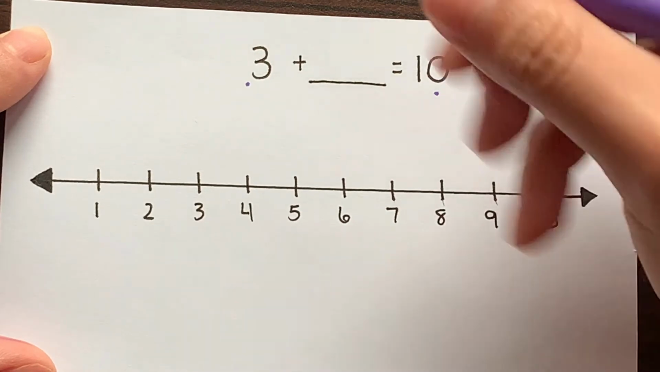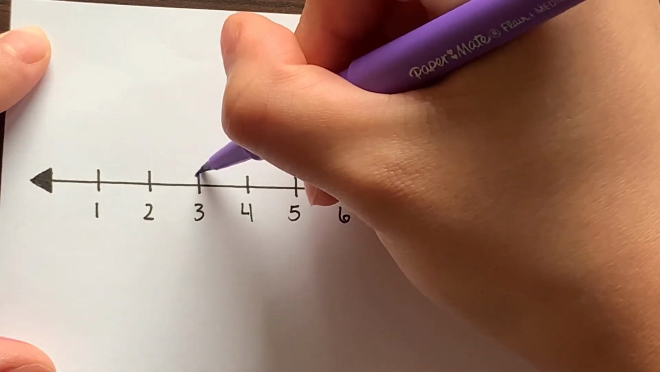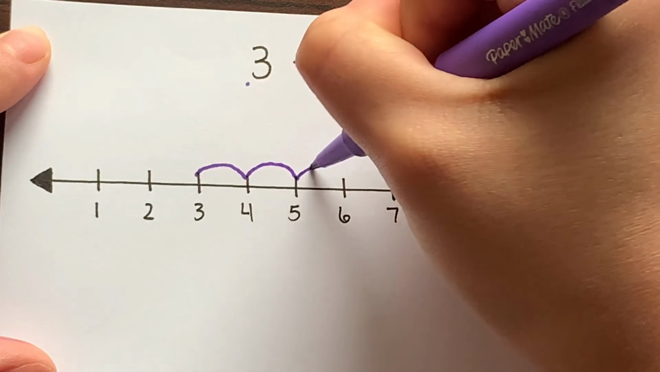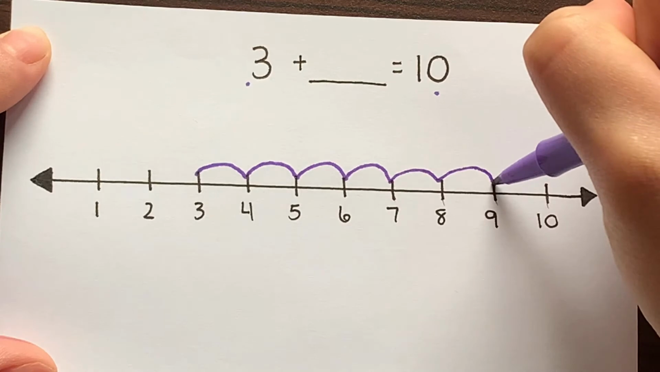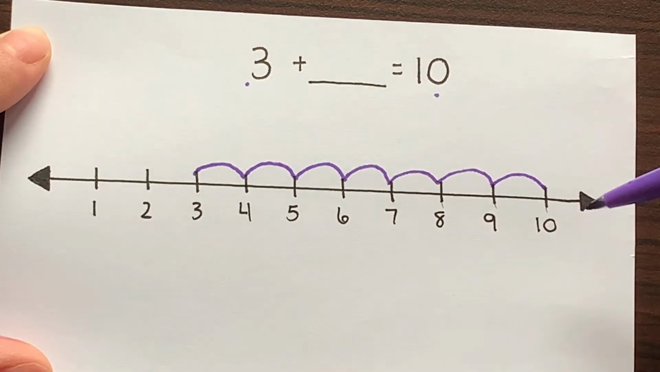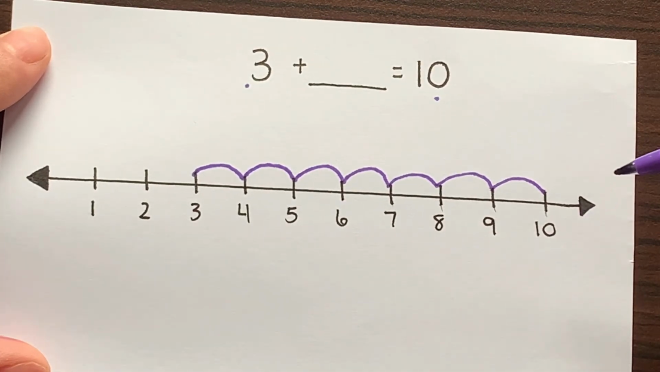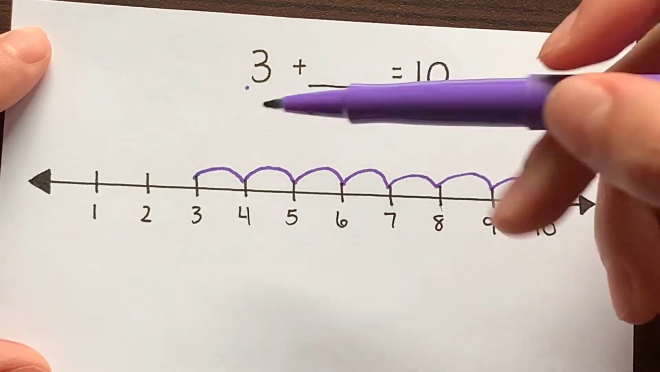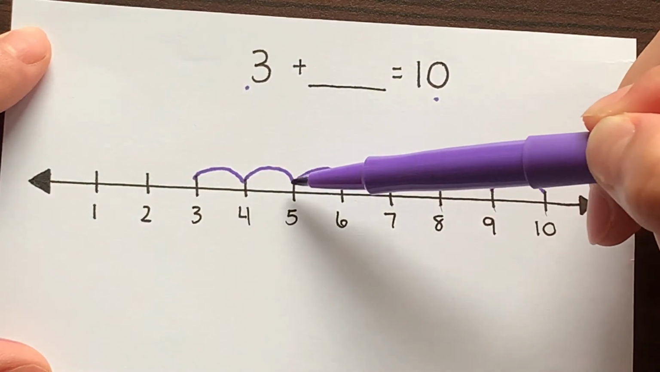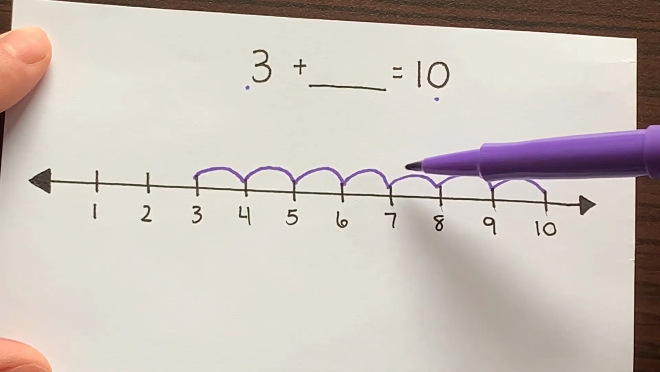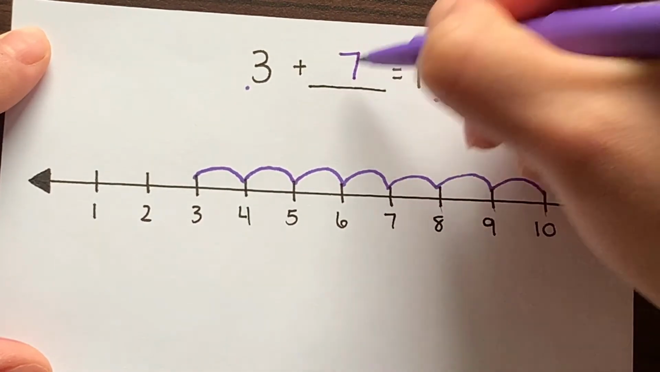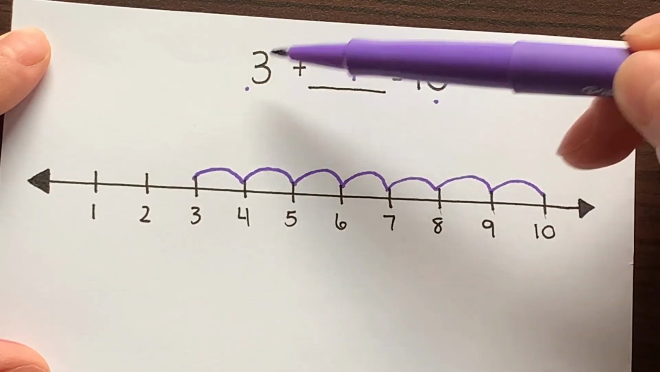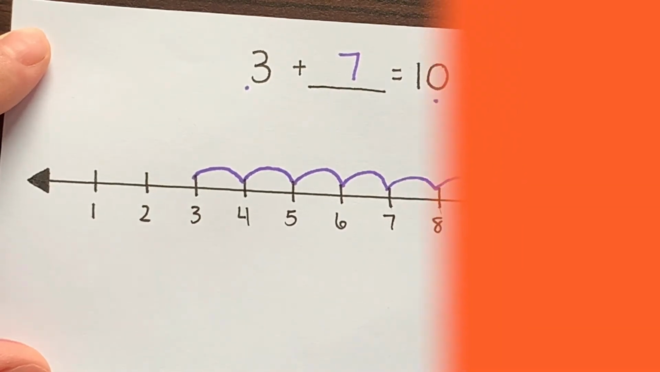So starting at 3, we're going to jump, jump, jump, jump, jump, jump, and jump until we get to 10. Now let's go back and count how many jumps it took for us to get to 10. And it took 1, 2, 3, 4, 5, 6, 7. So then that tells us that we can put 7 here, and adding 3 plus 7 will give us 10.